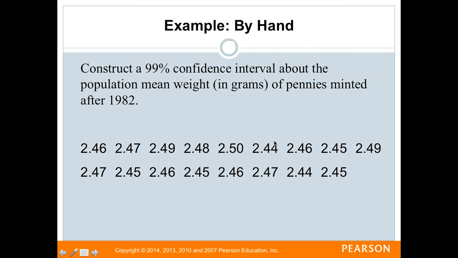So let's look at an example. Let's calculate this by hand, and then again, I'm going to show you how to do it in StatCrunch. Let's construct a 99% confidence interval for our pennies. So we have our 17 pennies again.